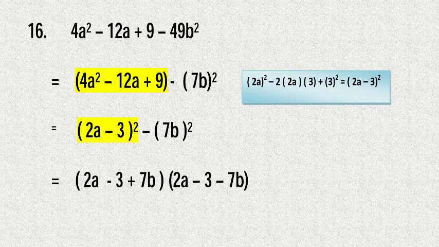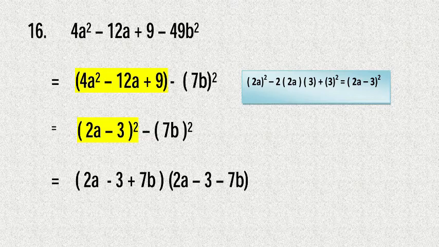The first 3 terms will be simplified by using the identity a minus b whole square. That is, 4a square can be expressed as 2a whole square, minus 12a can be expressed as 2 into 2a into 3, and 9 can be expressed as 3 square. So the given expression is in the form of a square minus 2ab plus b square. We have simplified it and it is written as 2a minus 3 whole square.